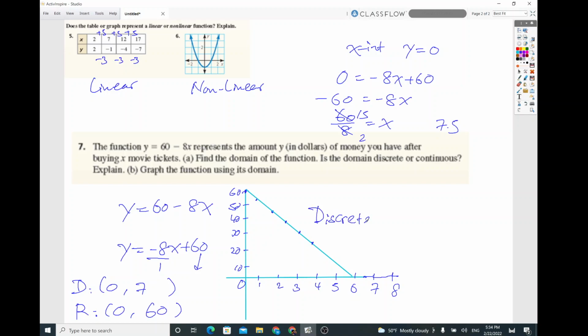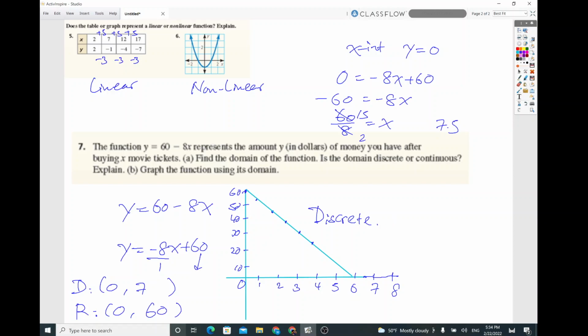The reason why it's discrete is that the number of tickets is always a whole number. It cannot be 1 and 1/4 tickets. It cannot be 2 and a half tickets. There's no such thing. It's always an item, so it's always a whole number, an integer. Okay, so pretty much that's it.